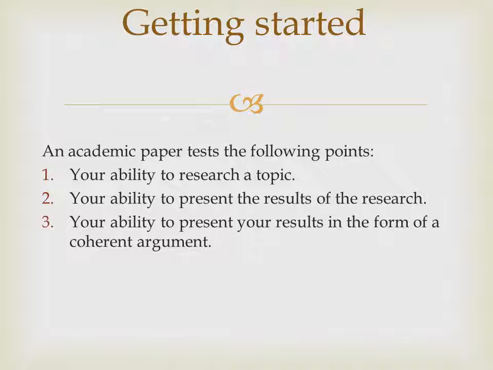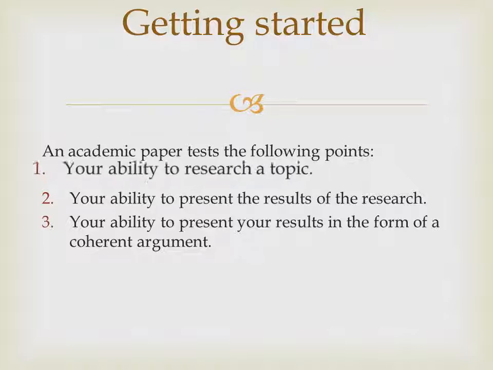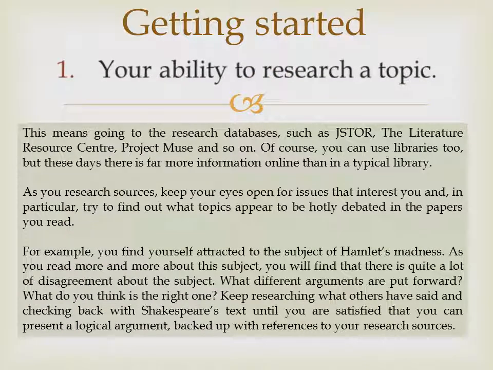Okay, I think we've been understanding over the last few weeks how we research the topic, and we try to make some sort of argument. Now that argument ideally has this kind of structure. So let me go through these steps in a little bit more detail. Researching the topic means, obviously, you go to the research bases, you go to JSTOR, Literature Resource Center, you go to all of those, and you use the library. And as you're researching, you're trying to keep your eyes open for things that you're interested in, and especially you're trying to find topics that are being debated by academics.